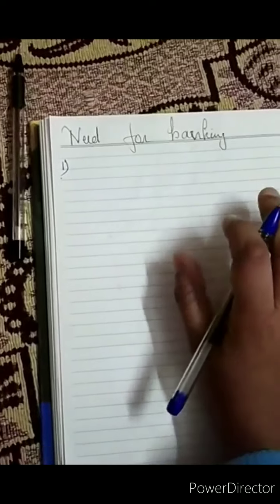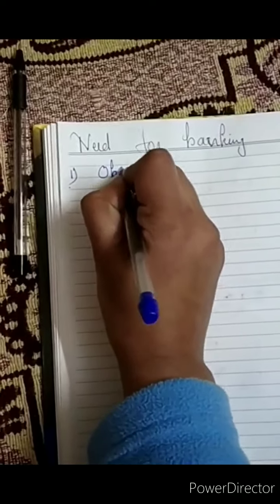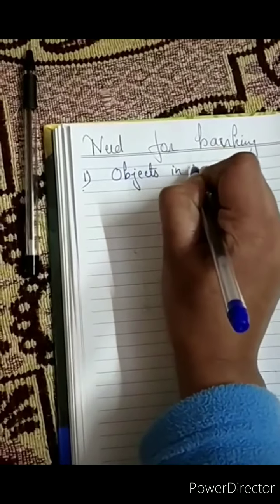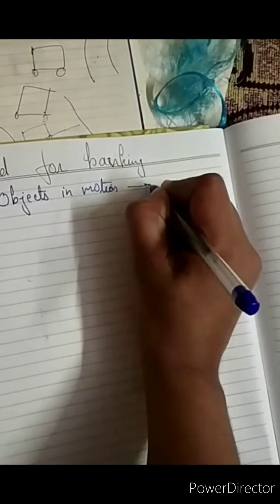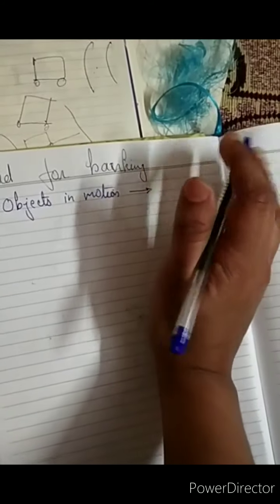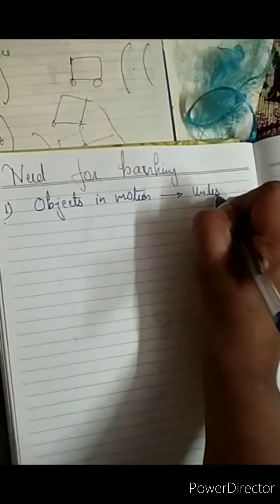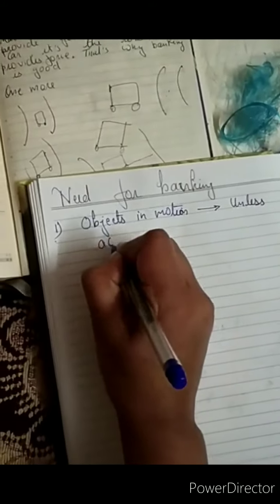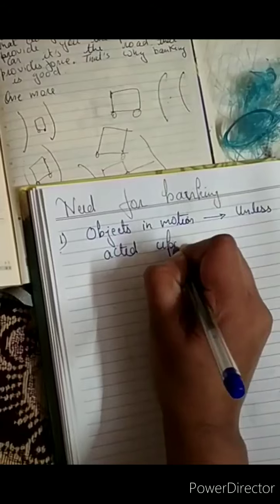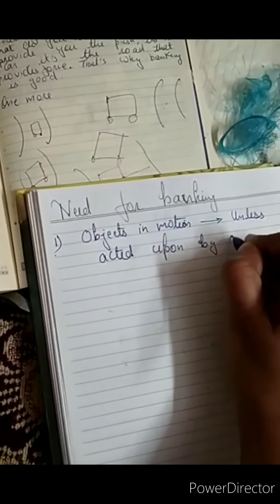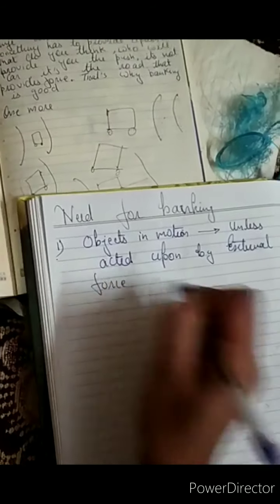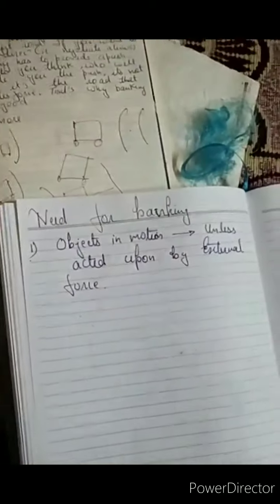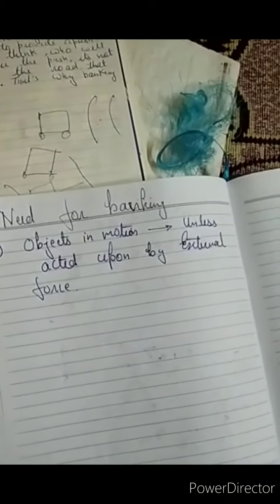First of all, students, objects in motion. An object in motion will tend to stay in motion unless acted upon by an external force. We know this property of inertia. This is the property by virtue of inertia.